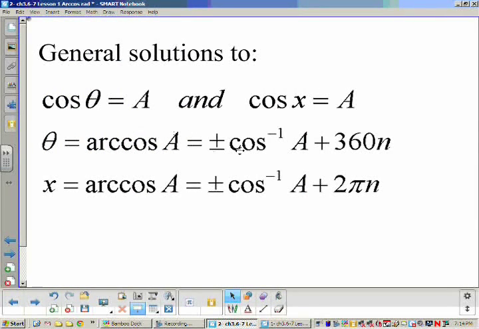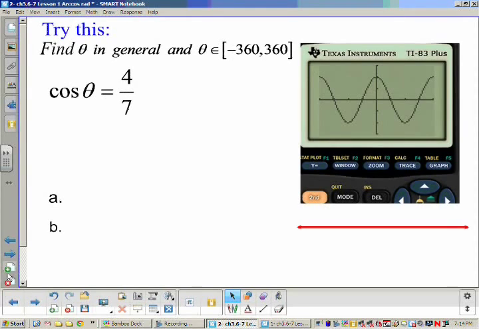Our general solution again then has the inverse cos of our ratio, in this case not exact values, we're going to need to use a calculator, and we're going to really be using radians as well. So here we go. Once you give this one a try, find theta in general, and then for this interval negative 360 to 360. So I've switched the order a little bit. Go ahead and try this one.